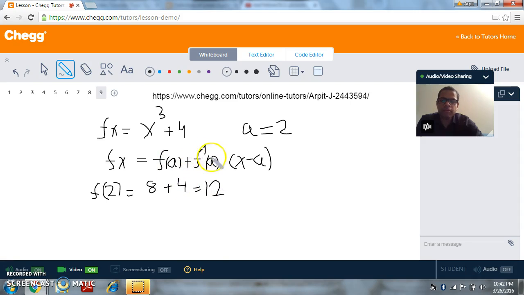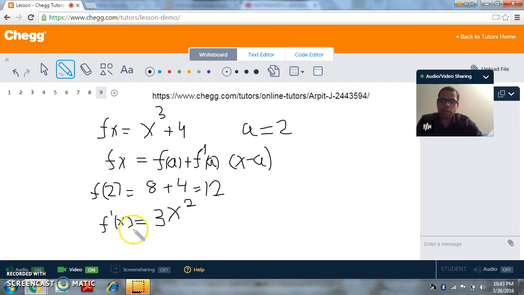For finding out f prime of a, we have to find out f prime, or the derivative of f of x. So f prime of x simply becomes 3x squared. Since we are using the power rule, 3 comes in the front, and x to the power of 3 minus 1, which becomes 2.